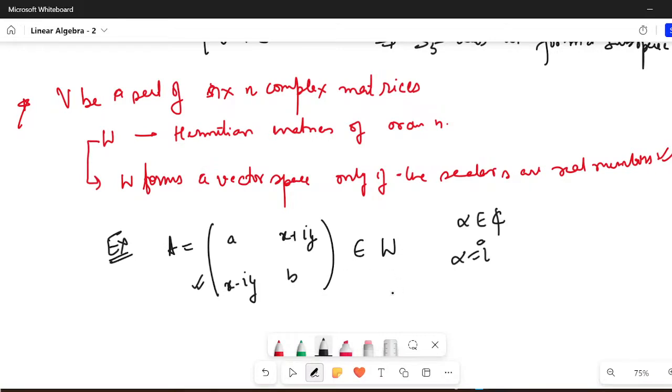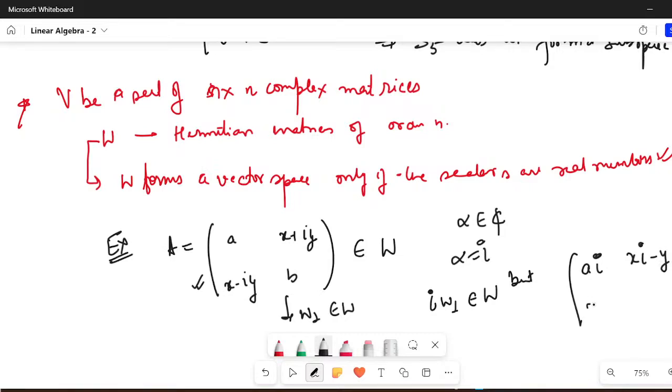Now, let's say this is your W1, which belongs to W. If it is a subspace, or a vector space in itself, then iota W1 should also belong to W. But we know that iota W1 will be equal to A iota, X iota minus Y, X iota plus Y, and B iota. Clearly it does not belong to W.